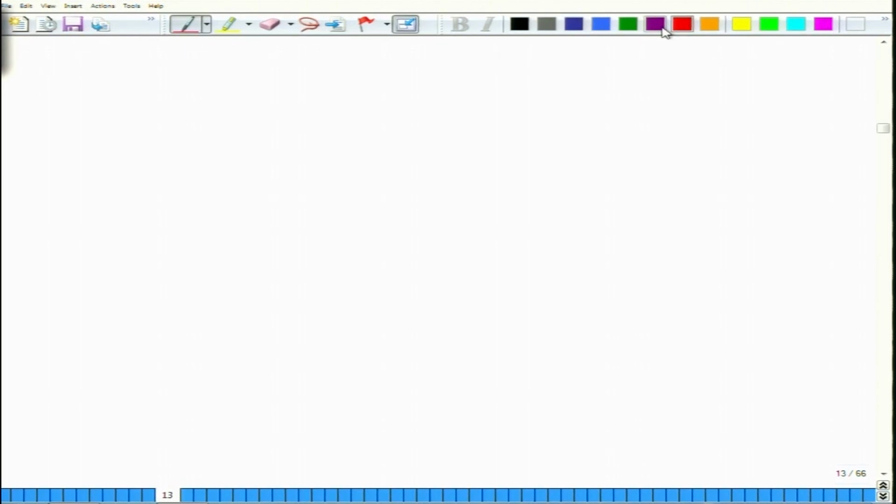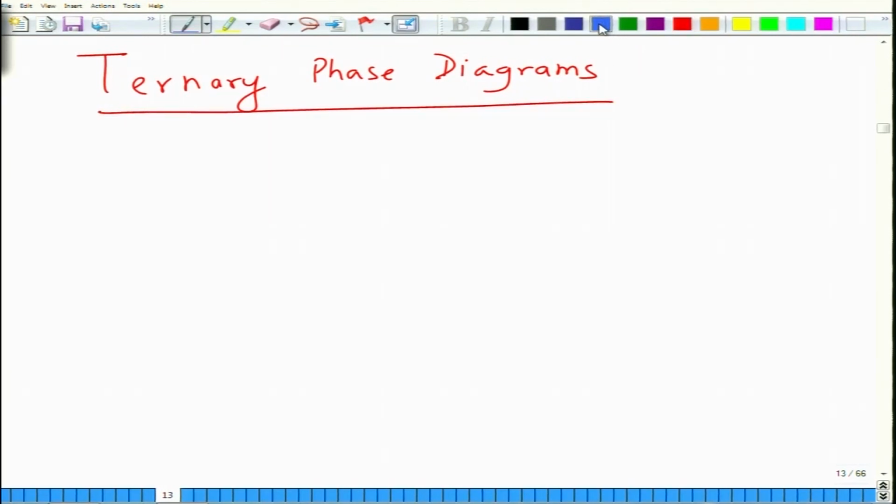In this lecture we will start a new topic, which is a slightly complex topic as well in phase equilibria, which is ternary phase diagrams. And ternary phase diagrams, as the name itself suggests, are of alloys that contain three elements. So you can have A, B and C, and there are many examples. Life is not always easy. We have many systems with multiple elements.